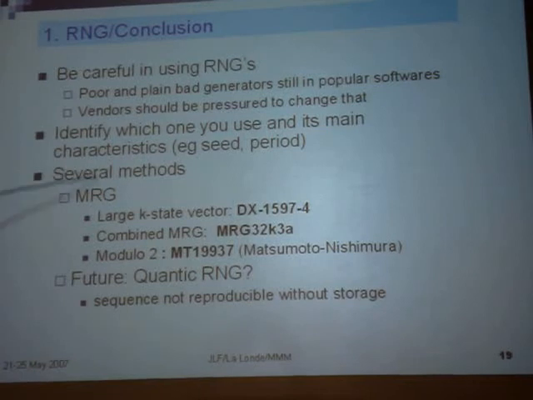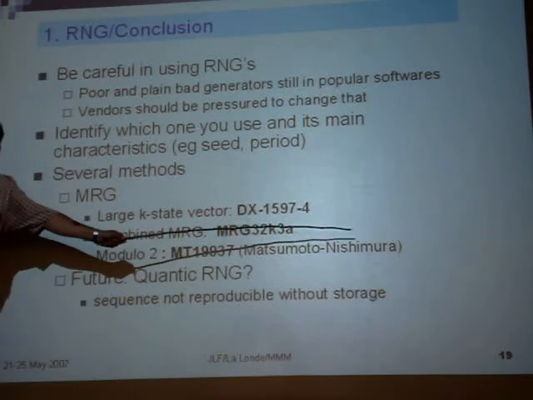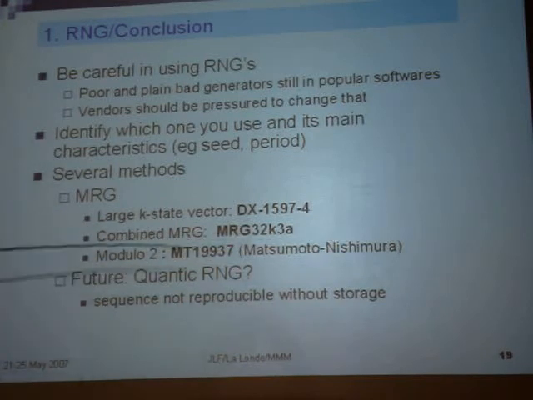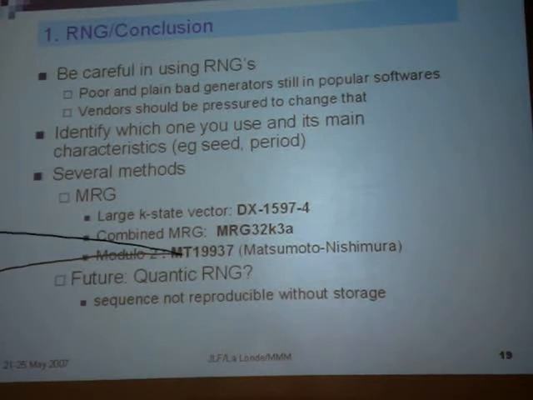You have seen several methods: large k-state vector, then the combined generator, the one of L'Écuyer. And there is another one I did not talk about, modulo 2, the so-called Mersenne twister by Matsumoto and Nishimura. And this is also a very good one. The problem is to be careful with the seed. This is in fact the one by default in R, as far as I know.